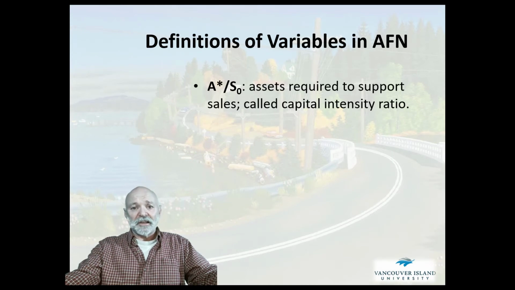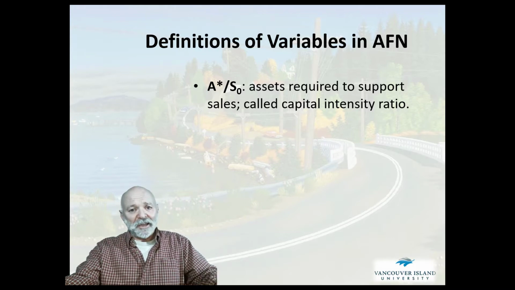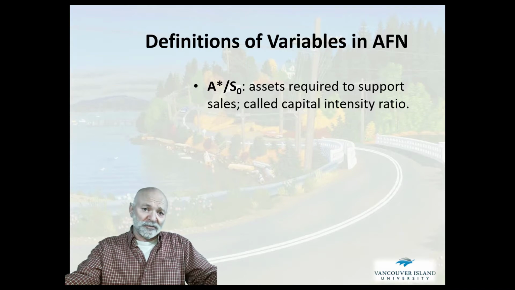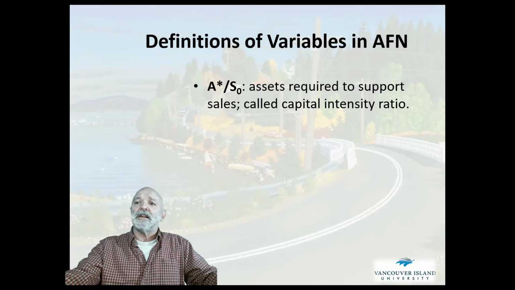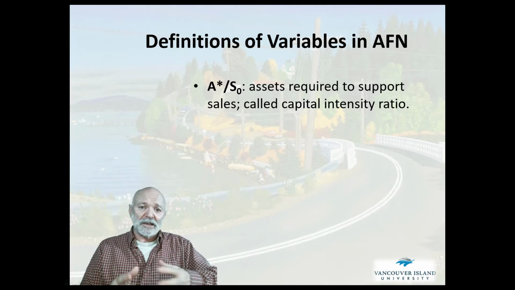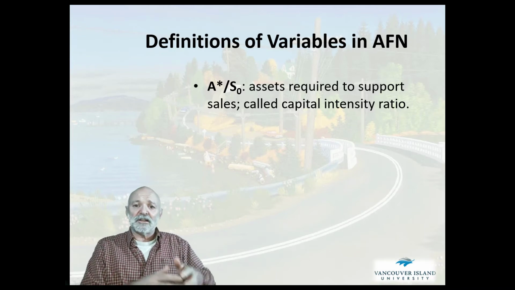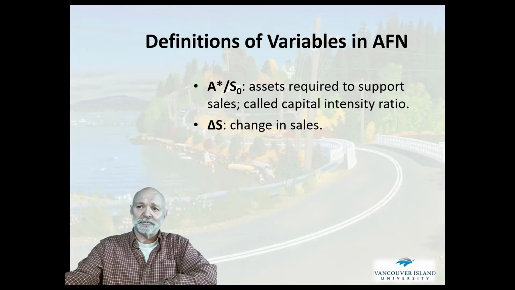The first is the capital intensity. Remember we talked about fixed assets to sales. High capital intensity makes it very difficult for a company to grow. And the measure that we use is the asset to sales ratio. And my notation here is A star. Basically, that's going to be the assets, or actual assets. And S sub 0 is our sales in the base year. So last year, we can take a look at last year's total assets and divide that by last year's sales. And that's our capital intensity ratio.